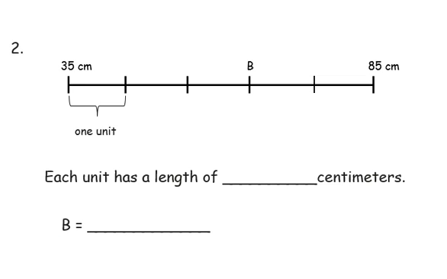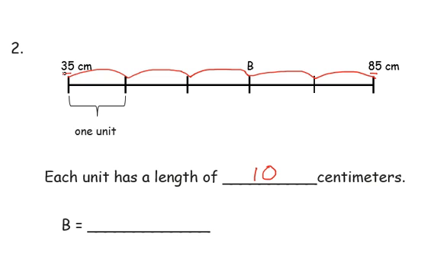Let's look at the next question. This time we start at 35 centimeters and we end at 85 centimeters. I'm going to guess 10 for each unit and we'll skip count by tens to see if that's correct. Start at 35, go to 45, 55, 65, 75, 85. So that is correct. Each unit has a length of 10 centimeters.